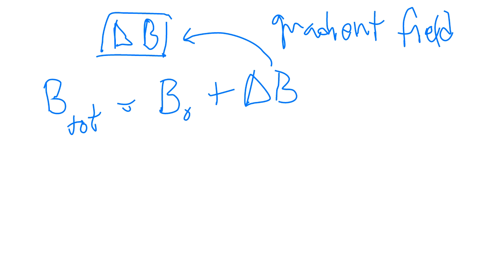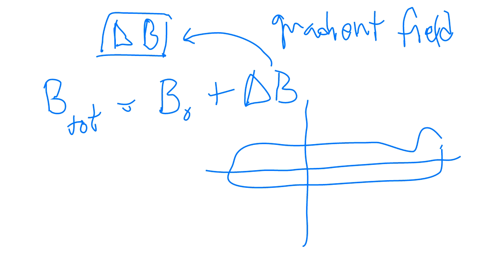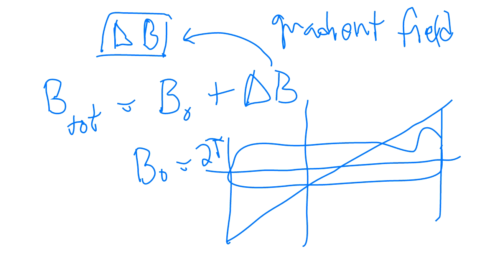What does that mean? When I set my patient here, this is my B0. B0 has some value, I don't know, 2 Tesla, 1.2, whatever it is. And then my gradient field will vary across the patient. This is what my delta will be: this value here, this value here, this value here. That's what my delta is.